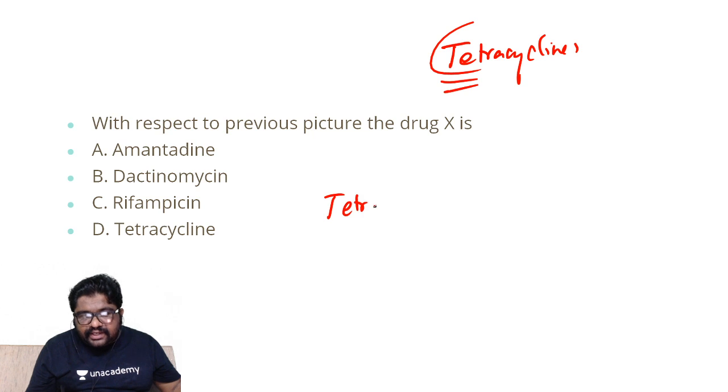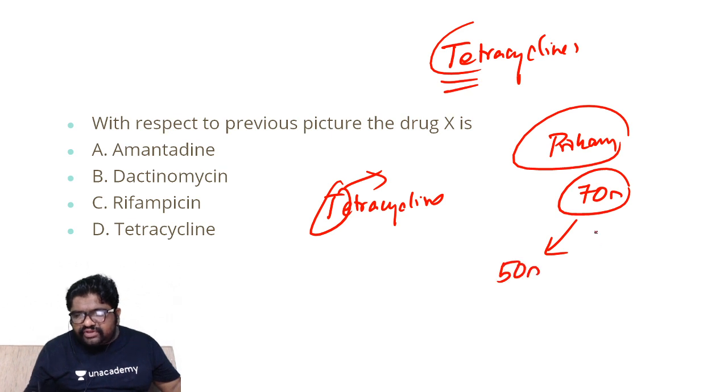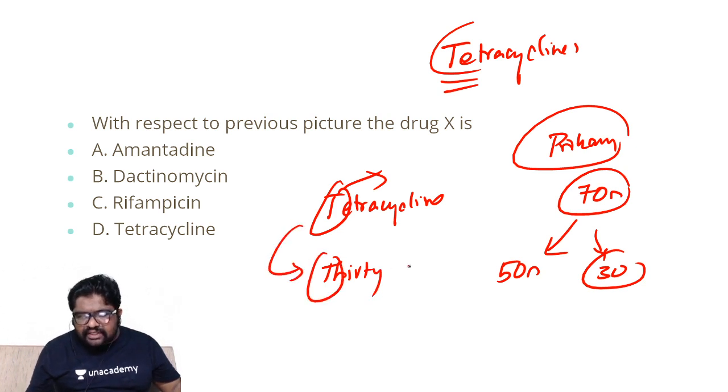Remember, tetracycline starts with the letter T. And in case of prokaryotic translation, we start with the 70S ribosome. 70S splits into 50S and 30S. 30 is thirty, which also starts with T. So tetracycline blocks the 30S ribosome.